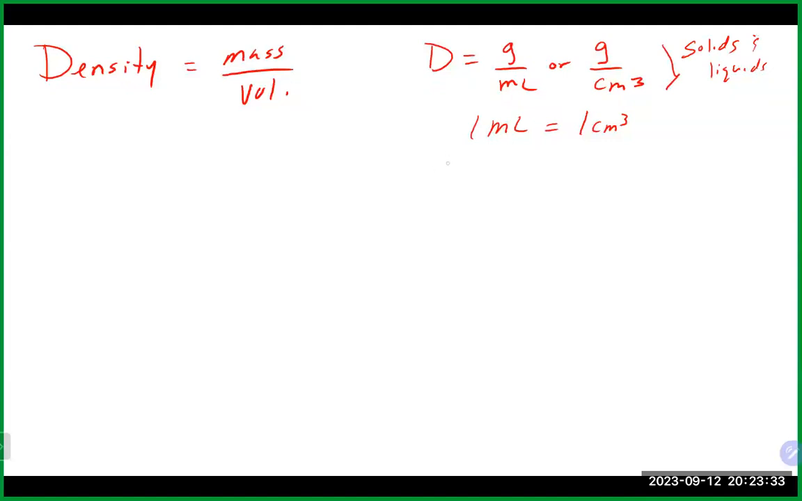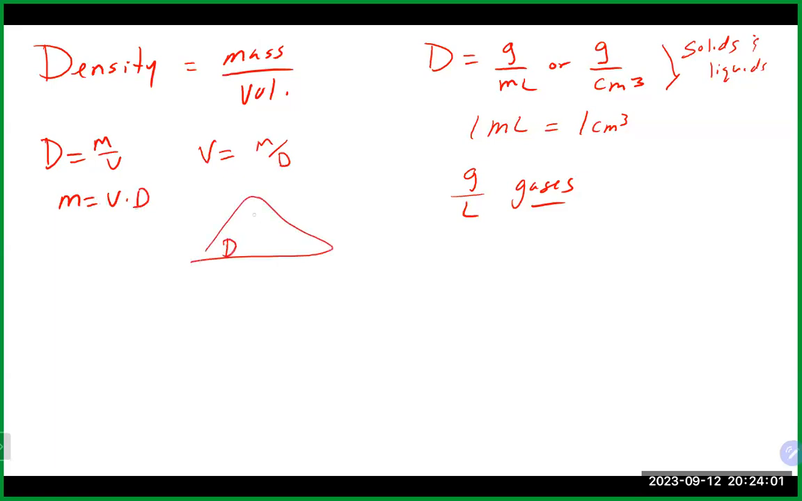Now, when we get to gases, you will usually have density units of grams per liter. And that's usually what we see for gases. And we'll see that actually in the gas chapter when we get there. So the formula for density is mass divided by volume, which means that volume would equal mass divided by density, and mass would equal volume times density. Sometimes people remember the DMV triangle. Yes. Density is mass over volume, volume is mass over density, and mass is density times volume.